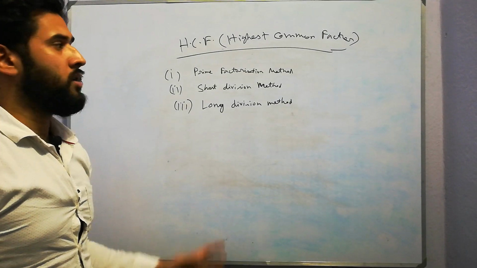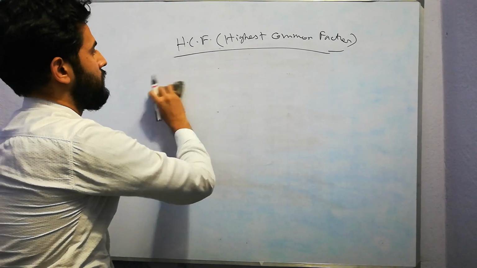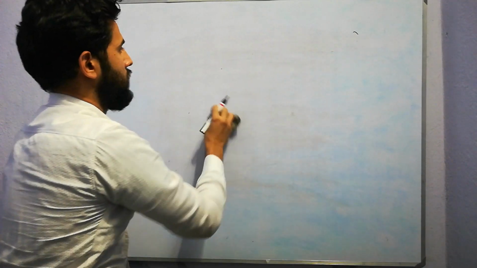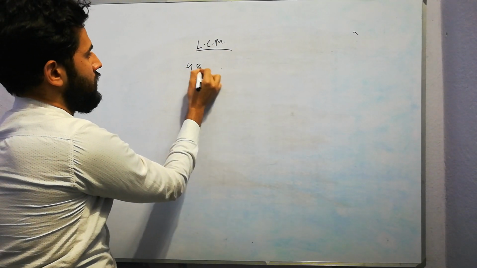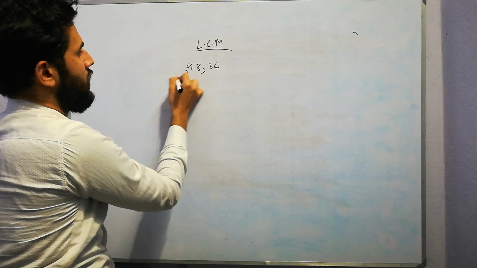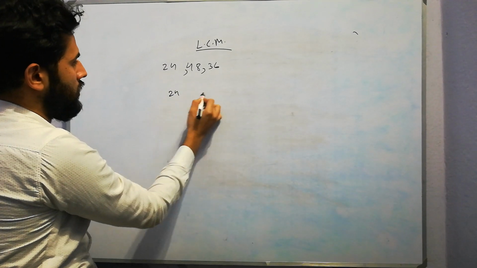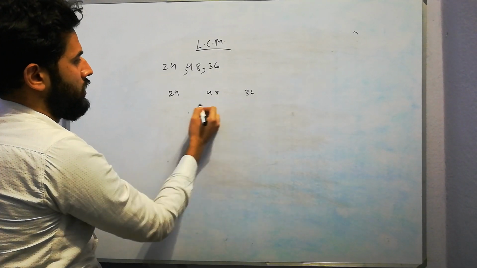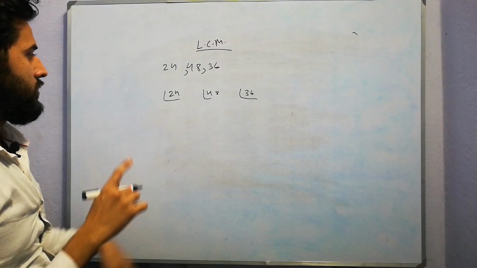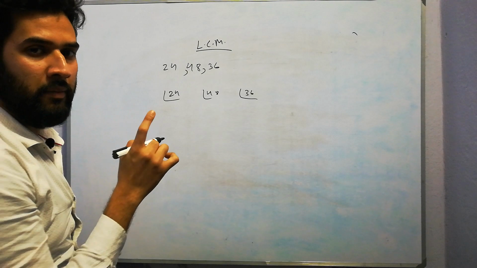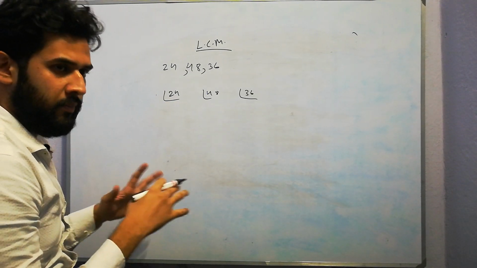So first we will try to learn LCM. The first method is the prime factorization method. Suppose the numbers are 24, 48 and 36. The technique is this. Now I am starting the math. We first have to write down the three numbers separately. Then we start with the smallest prime number, 2. If it does not go, then 3, then the next prime, 5.